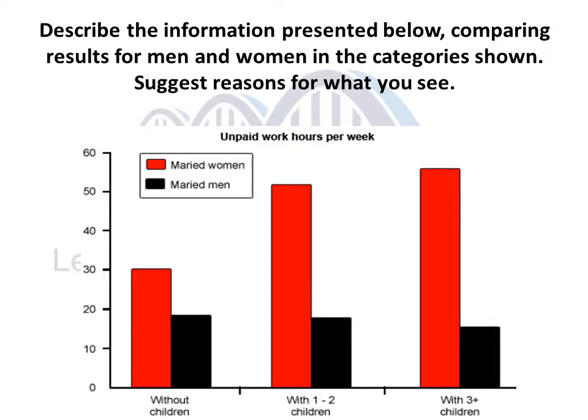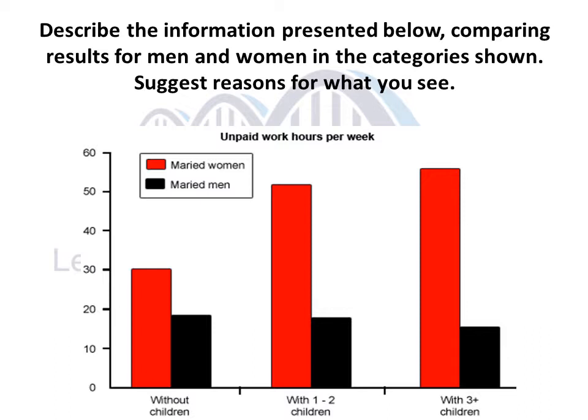Or I could say, making it 50 unpaid hours per week. Okay, now once again, as I go to the next one, I'm going to mention something interesting. I'm not just going to say with 3+ children, unmarried women have 55 hours. No, let's say it this way.